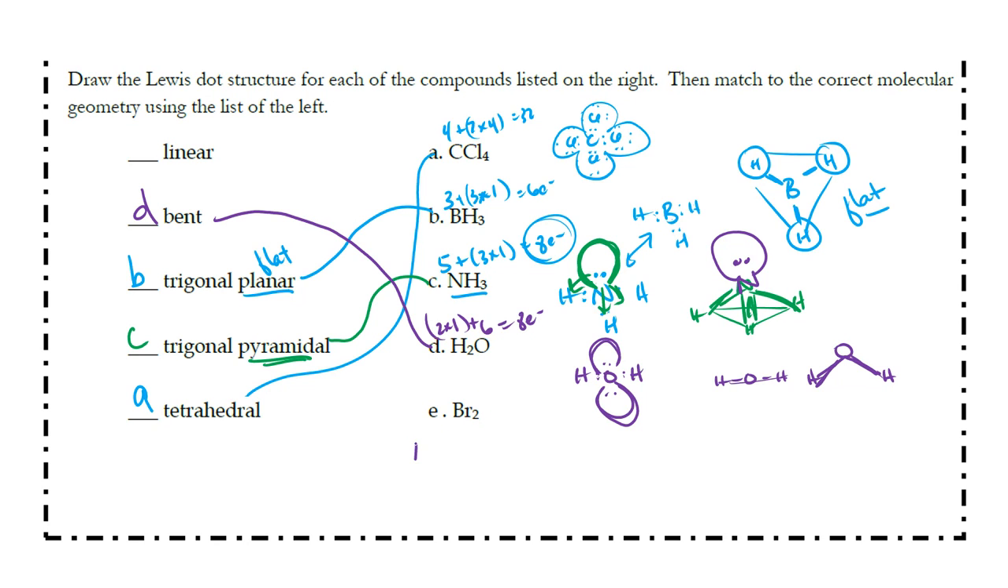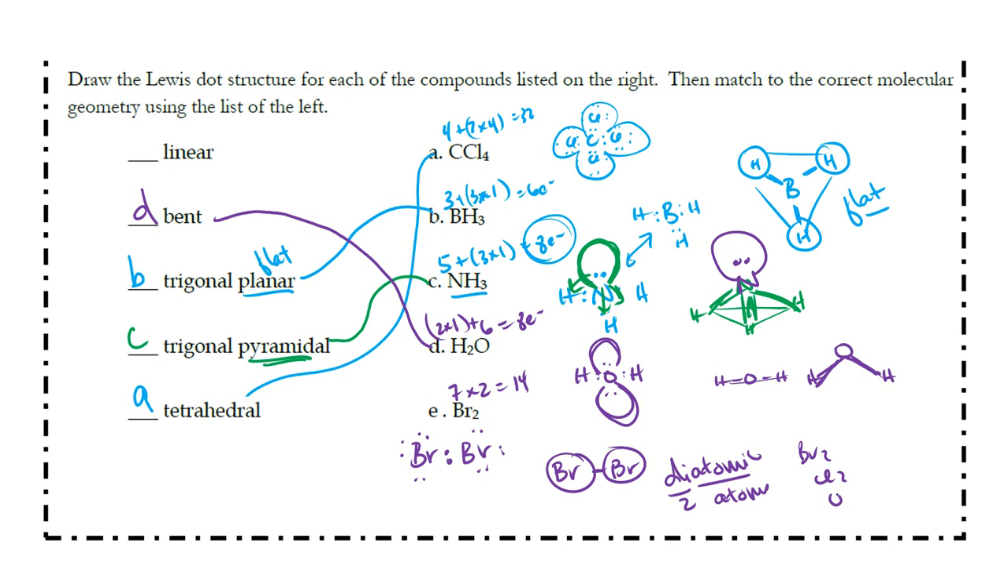Which leaves us with Br2. Br, each has 7 valence electrons, times 2 is 14. There's really no way to put 2 Brs except next to each other. 2, 4, 6, 8, 10, 12, 14. I've got these 2 Br atoms stuck together. It's going to be a line. Everything that is diatomic, 2 atoms, Br2, Cl2, O2, all these guys, I've got just 2 atoms, have to be a line.